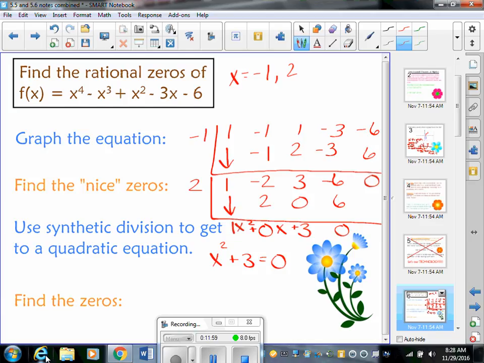Does this factor, or can I just solve this? I can just solve this. Right? So x squared equals negative 3. Subtract the 3 to the other side. Square root, good. Plus minus. Oh, good. We didn't forget everything.